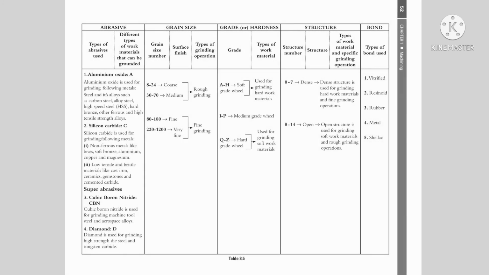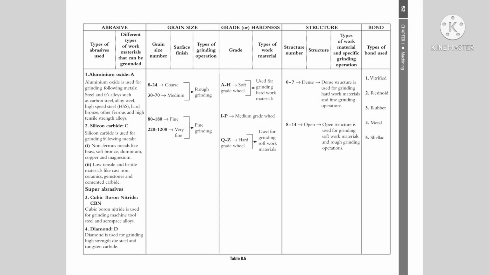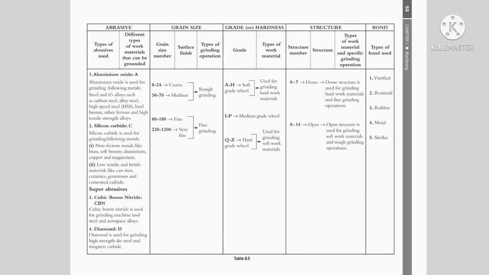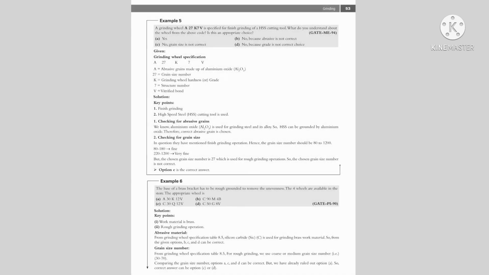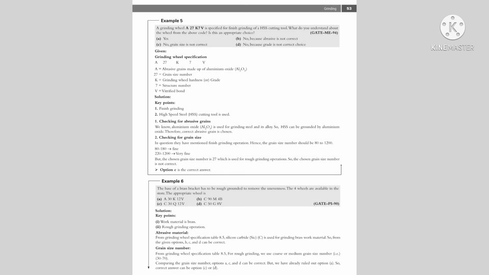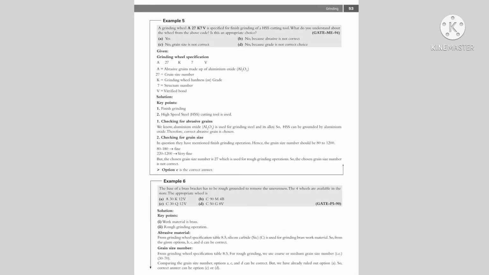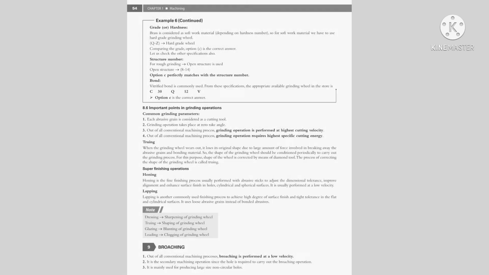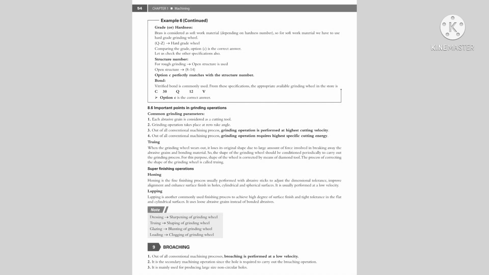In the next page a detailed summary of important values and points on each characteristic of the grinding wheel is provided. It is followed by example problems to get a better understanding of the topics. In the next page, important points in grinding operations are given, and it concludes our first chapter.